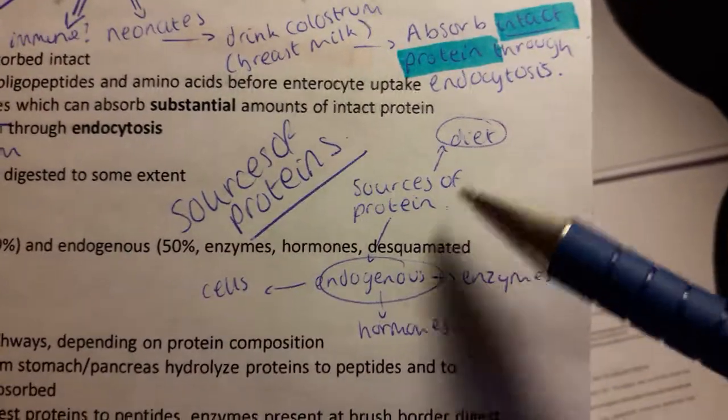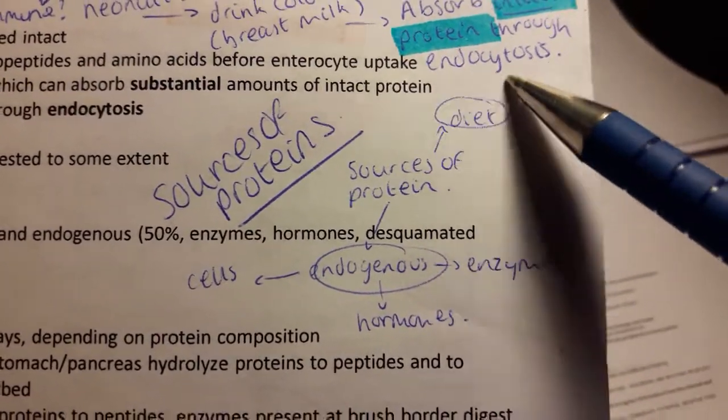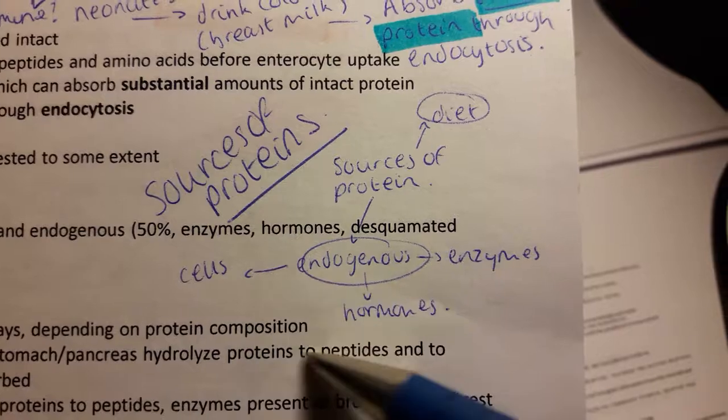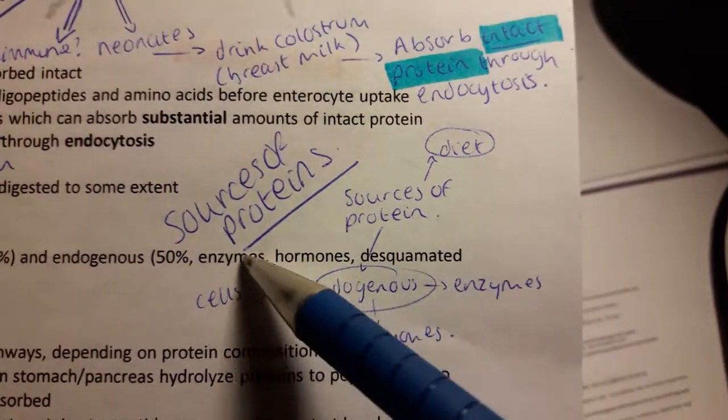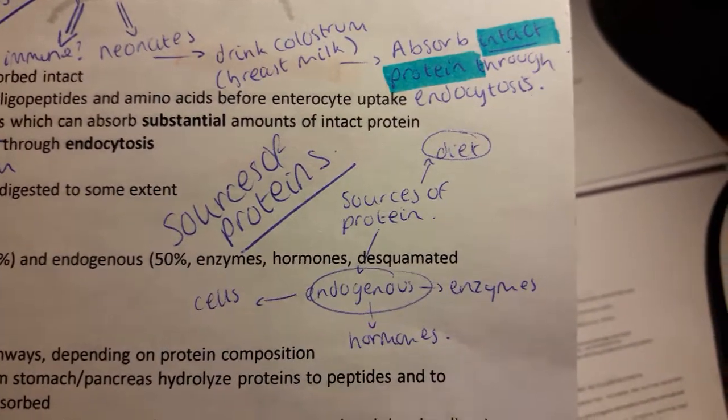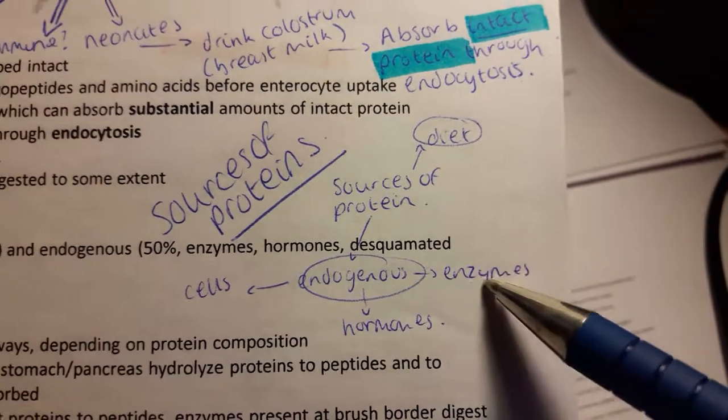What are the sources of proteins? Well, sources of protein: 50% diet, so exogenous, 50% endogenous, so that's from inside us, and the endogenous proteins are from cells, desquamated cells, hormones, and enzymes.